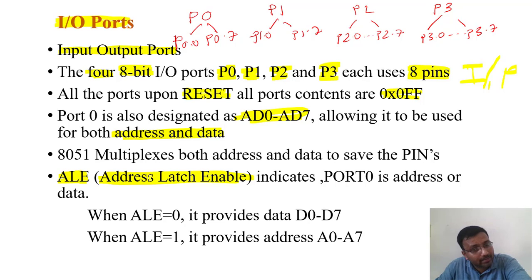In the last lecture on memory interfacing we also saw in detail the role of address latch enable, which indicates whether port 0 is carrying address or data. Whenever ALE is 0, it is considered D0 to D7, that is, it is data. Whenever ALE is 1, it is an address. That depends on the ALE pin. So this is about address and data.